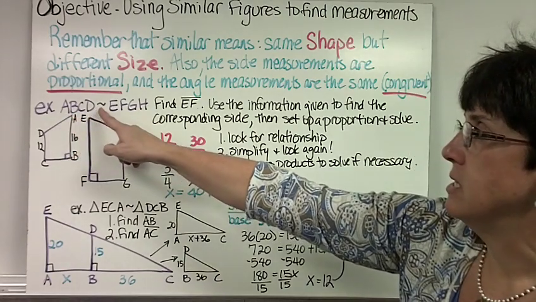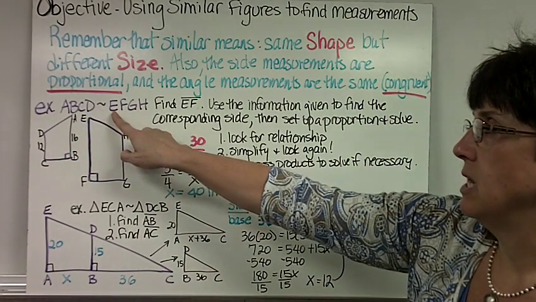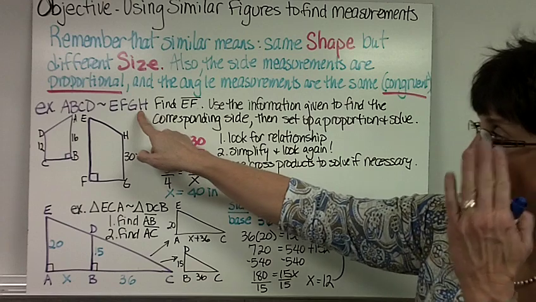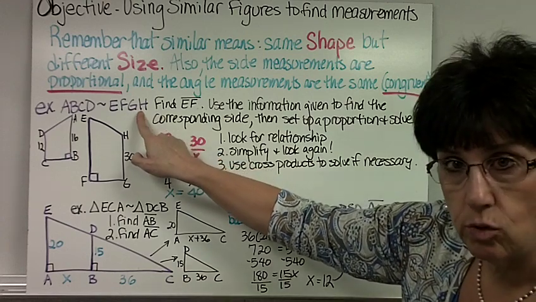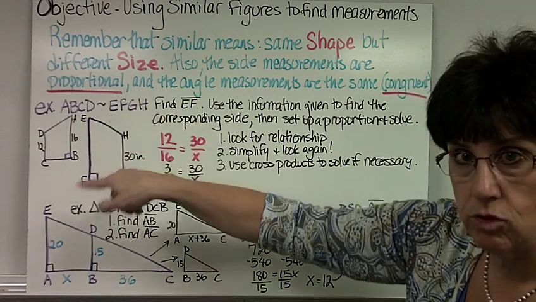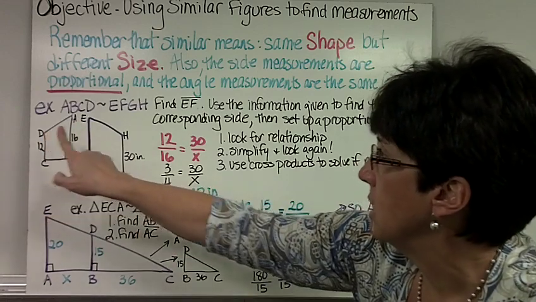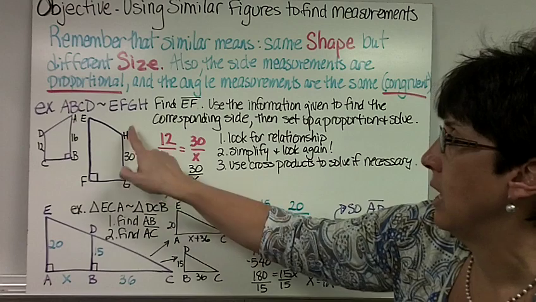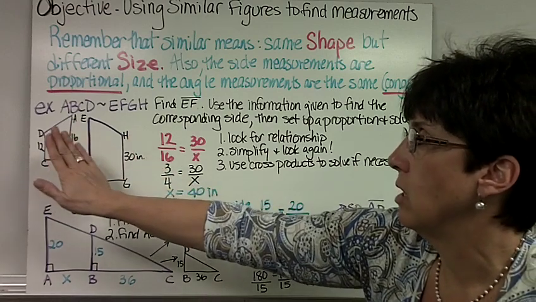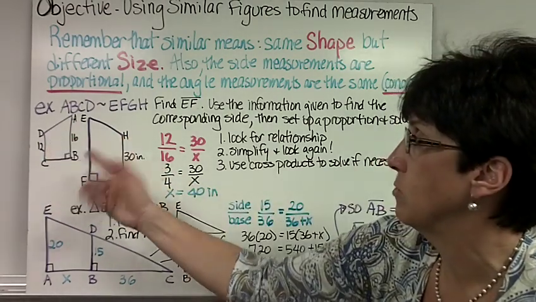Shape ABCD is similar to shape EFGH. So the first thing I do when I read this is I go and trace them so I know what I'm talking about. ABCD, EFGH. I notice, okay, not only are they not the same size, they've been flipped over.